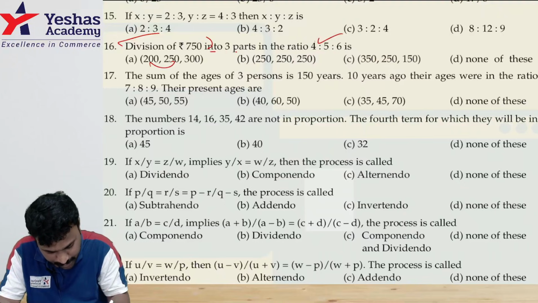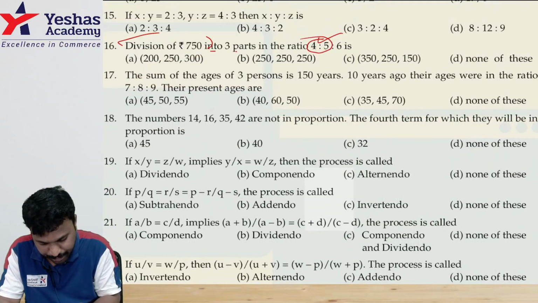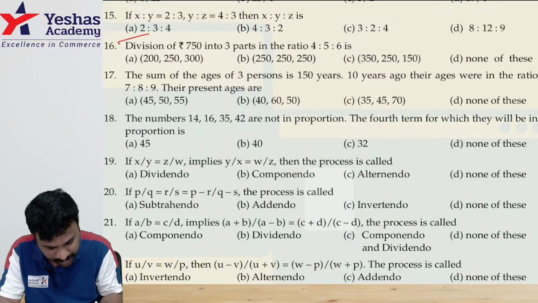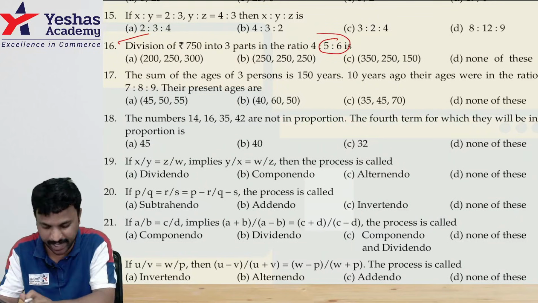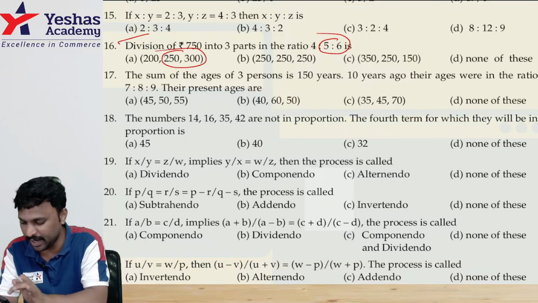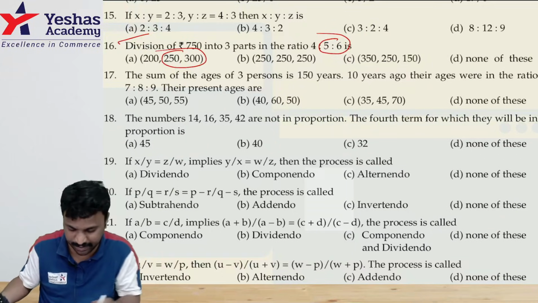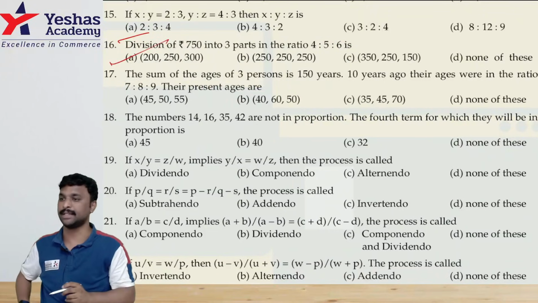So the first ratio, the ratio of these two terms, is satisfied. Now check B is to C. That means the ratio of the second and third terms. 5 by 6. 5 divided by 6 is 0.8333. Check the ratio 250 by 300. How much? 0.8333. So that means option A itself is the right answer.